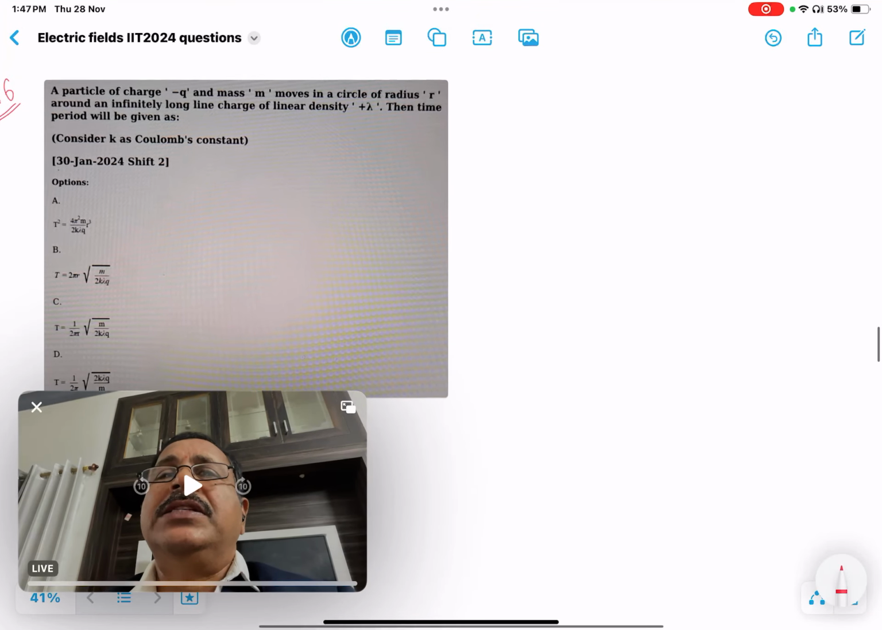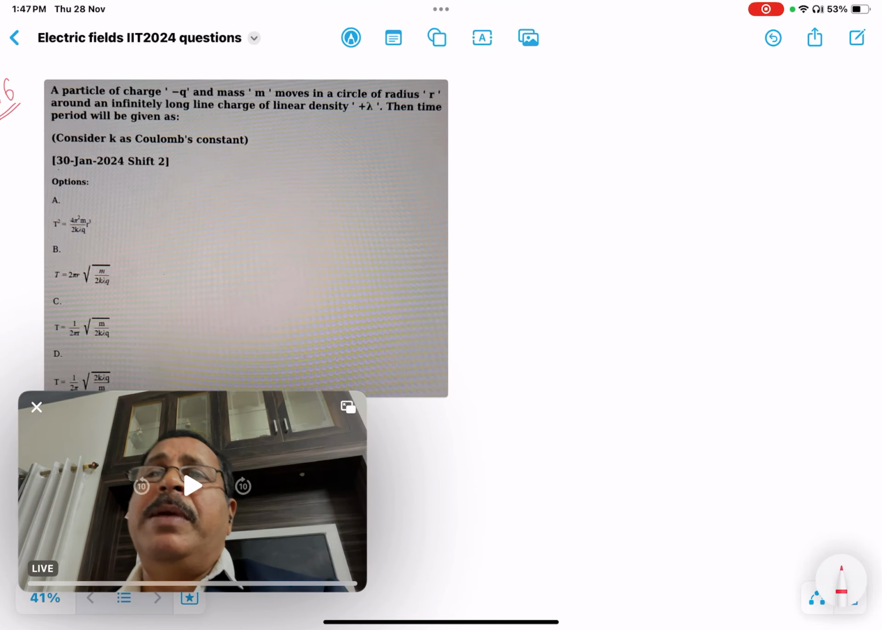Now the sixth problem: a particle of charge minus q, mass m, moving in a circular path along an infinitely long charge density.